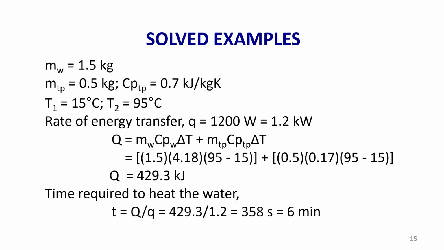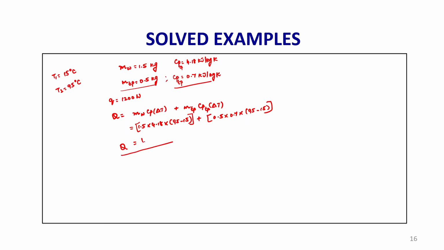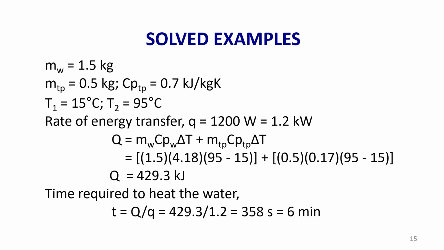So if you calculate, you will get 429 kilojoules of heat, 429.3 kilojoules. M is in kg, and this is kilojoule per kg, so kg and kg will get cancelled. Delta T is the temperature difference, so you can substitute in degree centigrade or Kelvin, it doesn't make any difference. The temperature unit will get cancelled, so we will be left with kilojoules, 429.3 kilojoules.